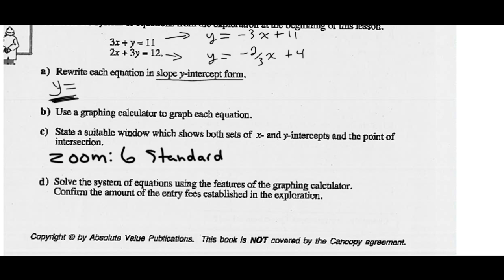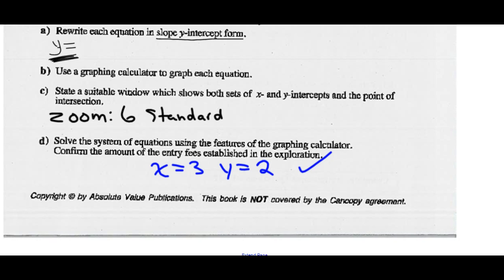So solve the system. X was 3, y was 2. Confirm the amount of the entry fees established in the exploration. Yes, that's the same as we had in our exploration. All right, so we can use our graphing calculators to solve a system as well. Having said that, anytime you do a question using your graphing calculators, I want to see a rough sketch of what that diagram looks like. We're going to do an example for that real quick.